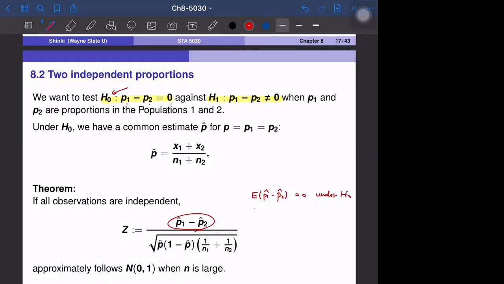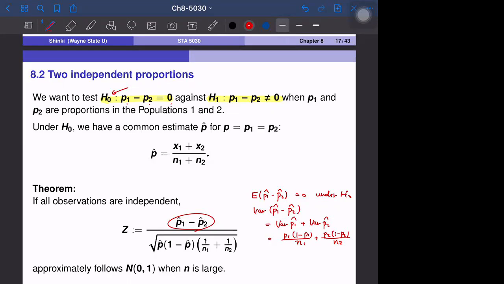How about the variance? The variance of p1 hat was calculated in the previous section, and the variance of the difference is just the summation, the variance of p1 hat plus the variance of p2 hat, because p1 hat and p2 hat are independent. So this becomes p1 times (1 minus p1) over n1, plus p2 times (1 minus p2) over n2. But actually, p1 and p2 are unknown.